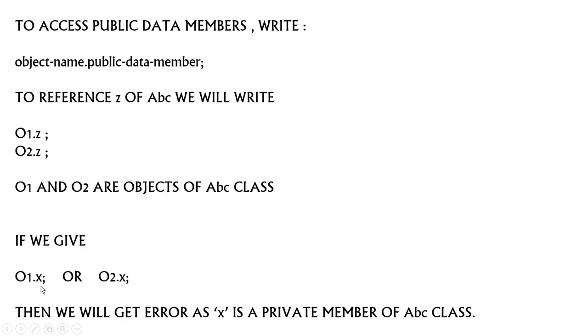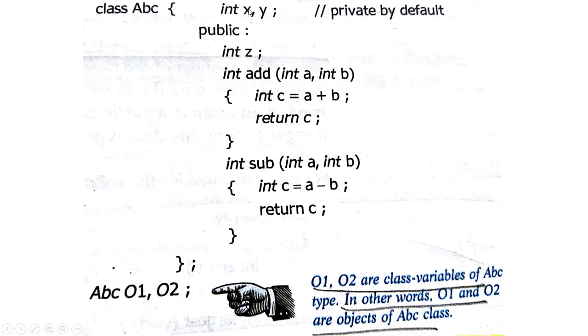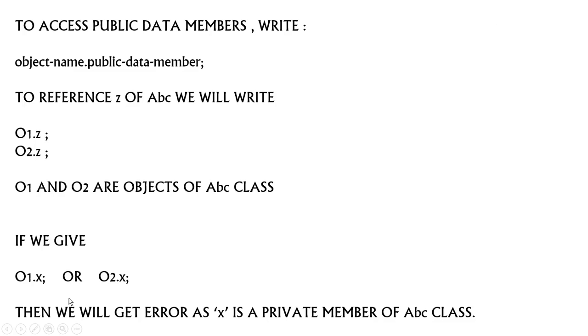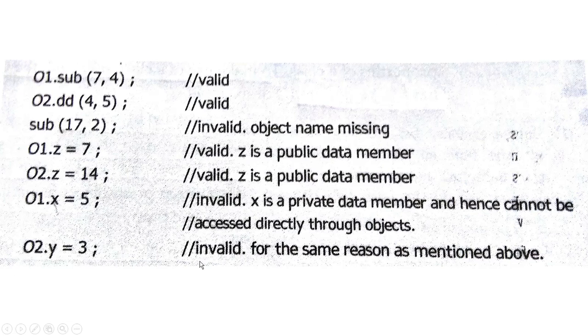If we write this statement or this statement, then we will get an error because x is a private member of class ABC. So we have written here object name dot x, and x you can see here is a private member. So you cannot use private members by using an object. You have to use the member function to access the private members. Okay, so we have some statements here. We'll check whether these are valid or not depending upon the private and public members we have used.